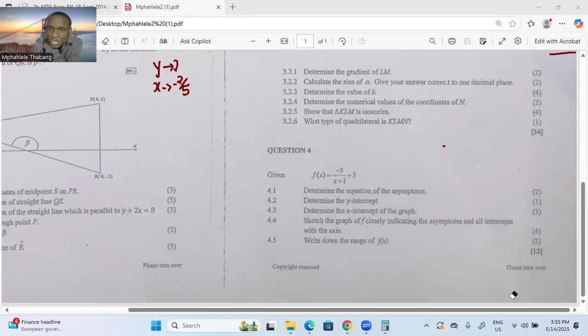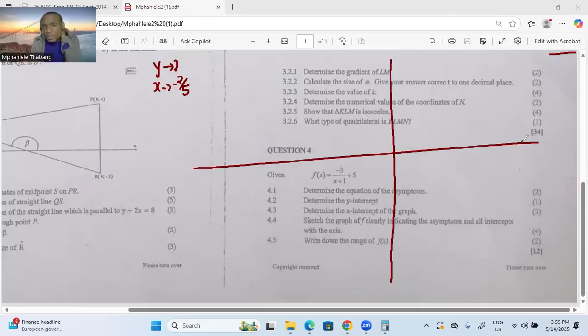So when you sketch the graph of a hyperbola function, you must have the y-axis and you must have the x-axis. So show me the asymptote. Let me say 1, 2, 3, 4, minus 1, minus 2, minus 3, minus 4. This is the y-axis. This is the x-axis. Minus 1, minus 2, minus 3, minus 4.